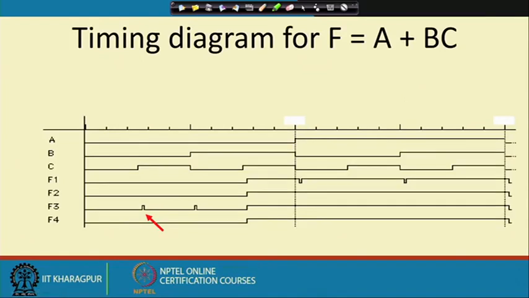On the A plus B C function, there can be multiple hazards that can occur. So, we will see them for a few cases.